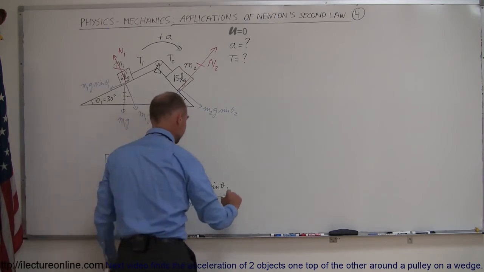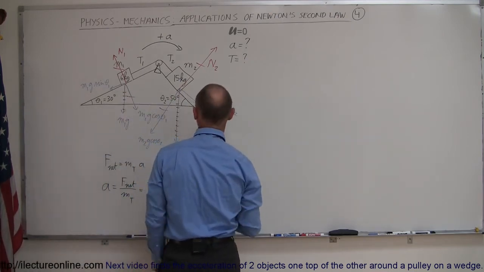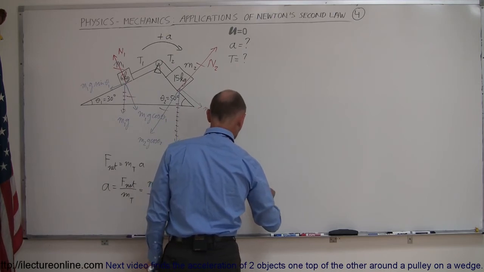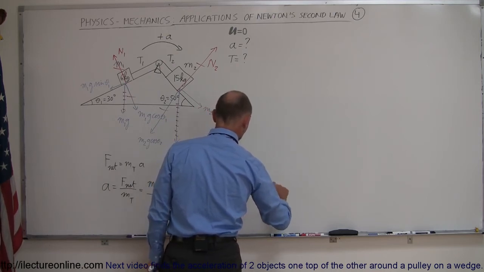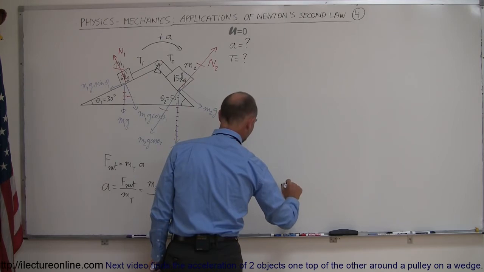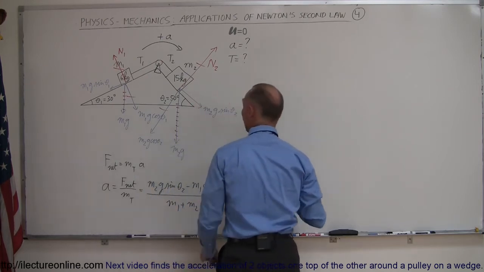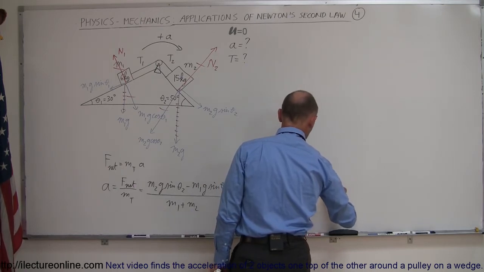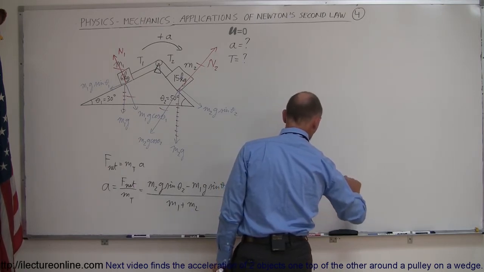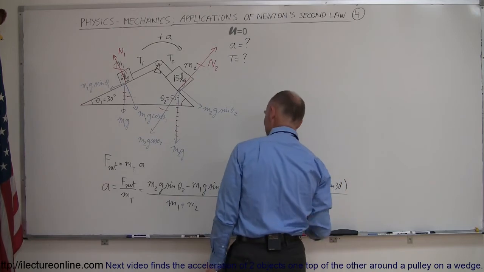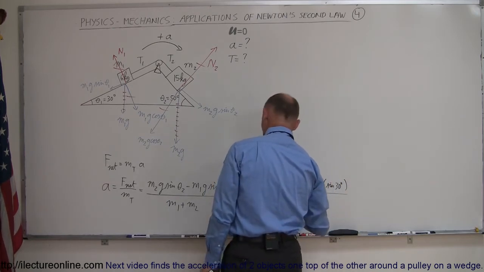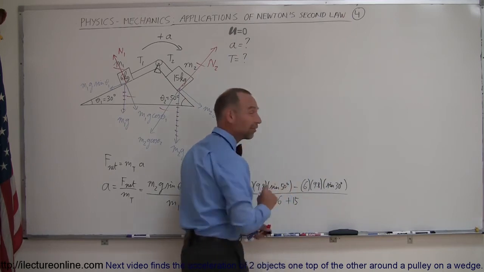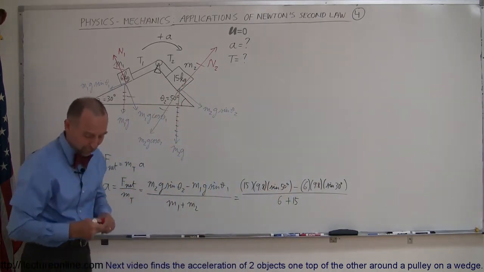Let's plug in the numbers. I'll leave out the units to make it a little cleaner. m2 was 15, g is 9.8, and we have the sine of 50 degrees minus m1, which is 6, g is 9.8, times the sine of 30 degrees, which of course is 1/2, all divided by the sum. m1 is 6, and m2 is 15 kilograms. So of course, then the units of this would be meters per second squared.